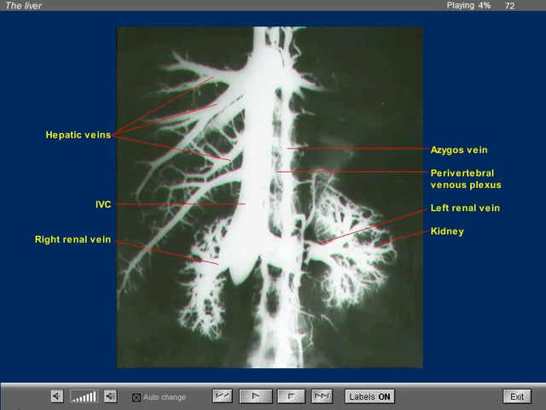In this cadaver study, a large segment of the inferior vena cava was isolated from below the renal veins to the junction of the inferior vena cava with the right atrium. Diluted barium was injected into this segment, and we can see a retrograde flow of the barium into the renal veins and kidneys. We note filling of the azygos system and the perivertebral venous plexus, and we can see that there are several hepatic veins that terminate in the inferior vena cava.